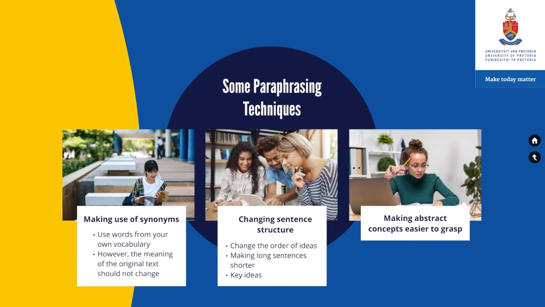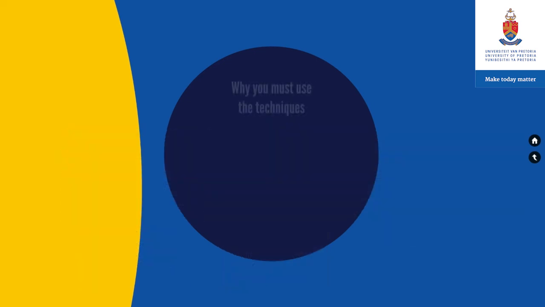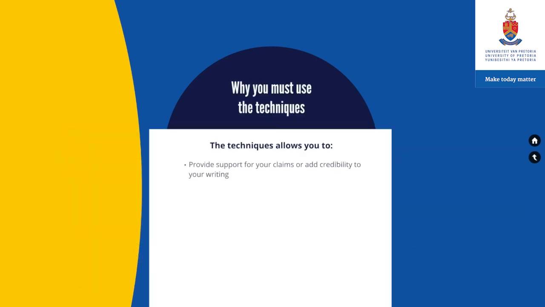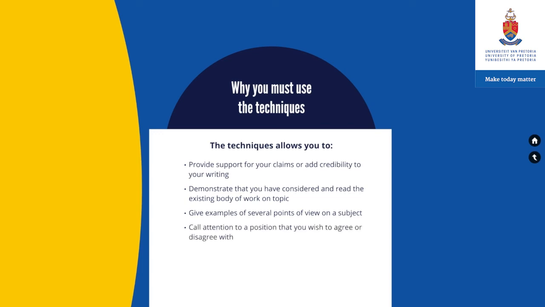Here are the reasons why you should use quoting, paraphrasing, and summarizing techniques. Quoting, paraphrasing, and summarizing may provide support for claims and add credibility to your writing. These techniques also allow you to demonstrate that you have considered extensively and read the existing body of work leading to your study. Citing the work of others may offer an opportunity to show the different views offered by various authors on the subject. And sometimes you could also use the techniques to call attention to a particular position that you wish to align yourself with or argue against.